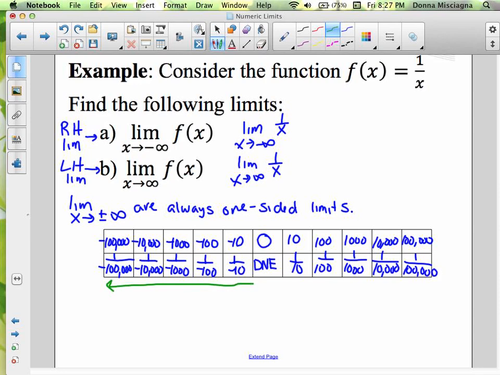If you divide 1 by larger and larger numbers, in this case in the negative direction, but you can even ignore the negative. If I'm dividing 1 by larger and larger numbers, as I look to the left and as I look to the right here, what's going to happen to our function? So if you're not sure, go ahead and plug that into a calculator, all right?